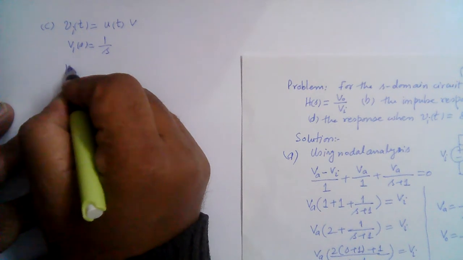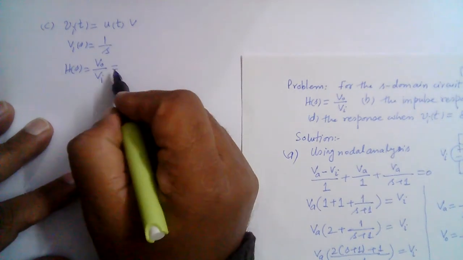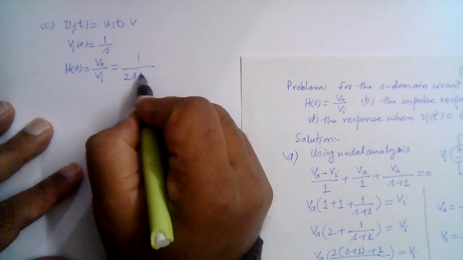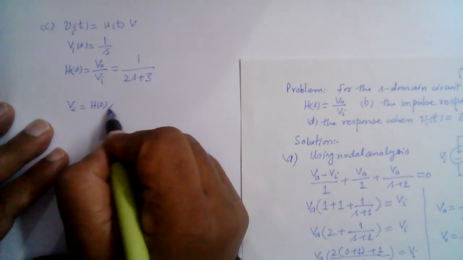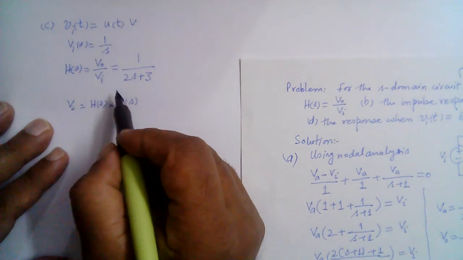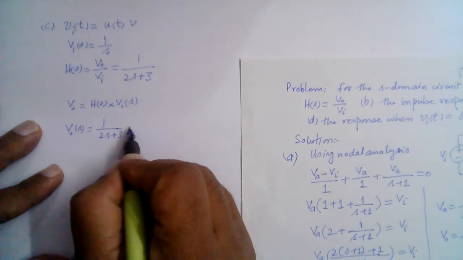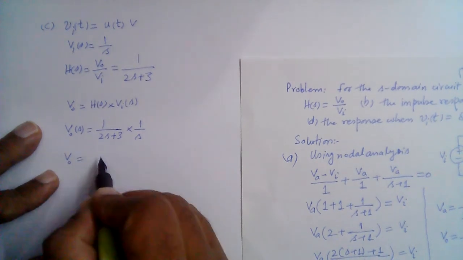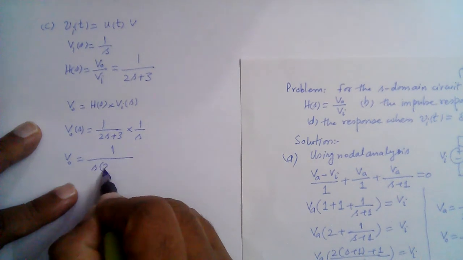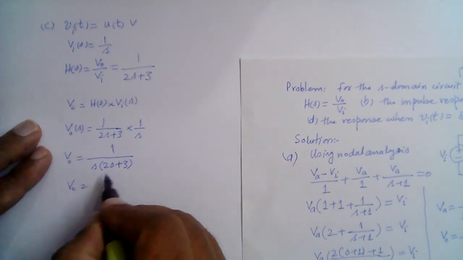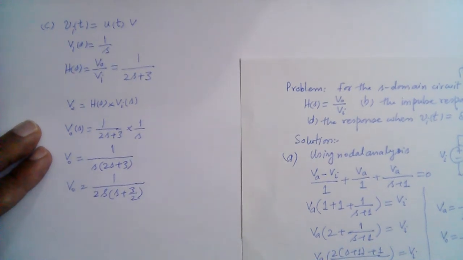So now H(s) is equal to V naught over Vi, and this is equal to 1 over 2s plus 3. So V naught is equal to H(s) multiplied by Vi(s). So Vi(s) is given and H(s) is given, so we can find out V naught(s) is equal to 1 over 2s plus 3 multiplied by 1 over s. So V naught is equal to 1 over s into 2s plus 3, or we can take the 2 common, 1 over 2s into s plus 3 over 2, right? So we can write it in that form also.